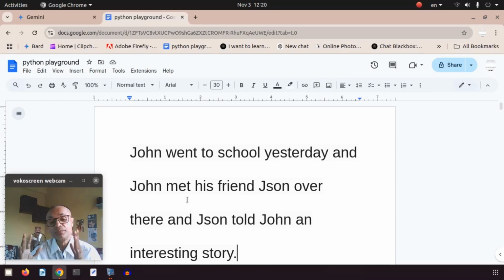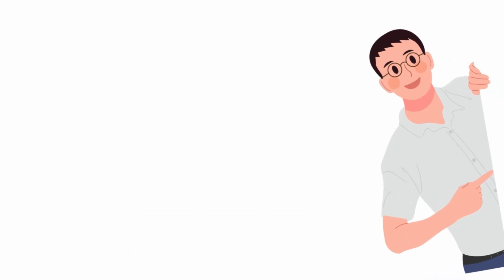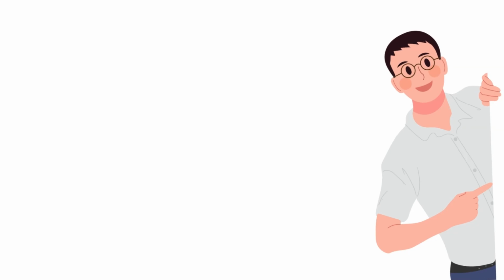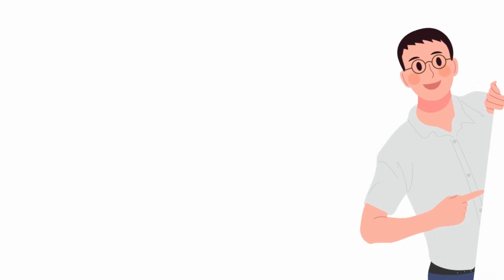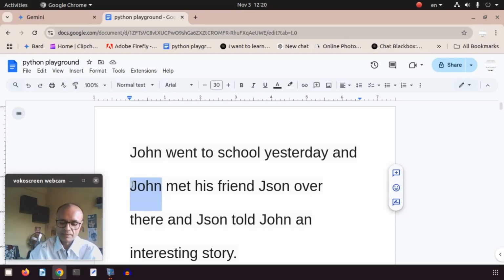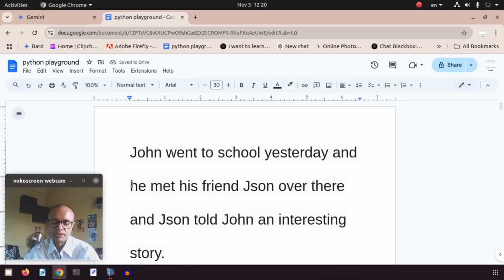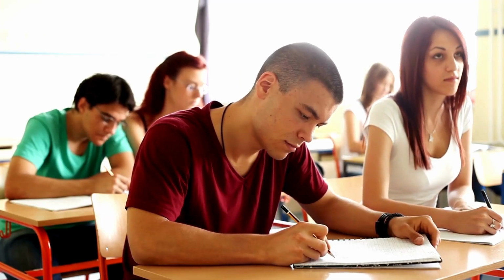Therefore we need to replace John with something else. If we don't repeat John, we can start the sentence with John, it's okay, because John is the subject here, and met his friend Jason, that means Jason is the object here. Here subject and object both are nouns, that part is okay. But John is again the subject, so if I just replace it with he, and met his friend, that is also a pronoun. I unconsciously used a pronoun.